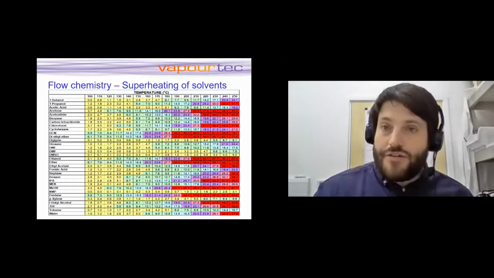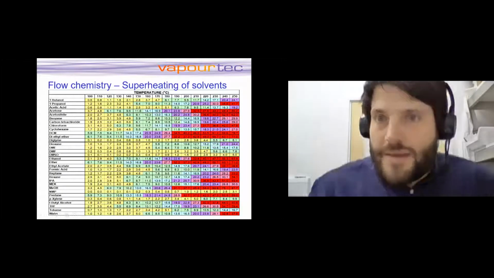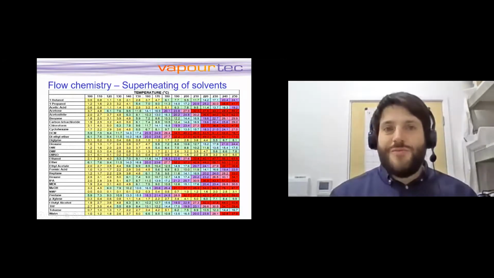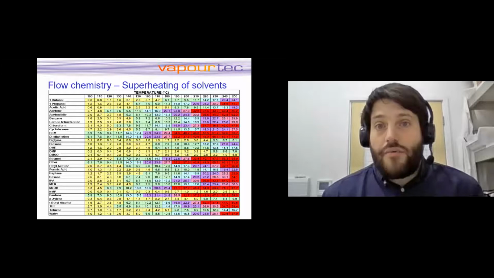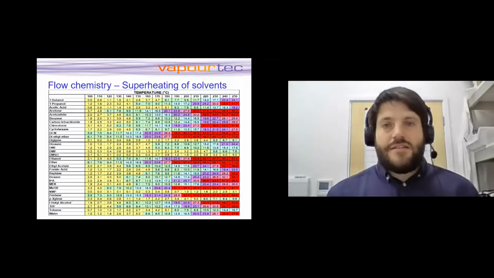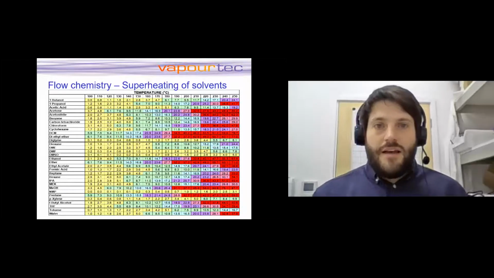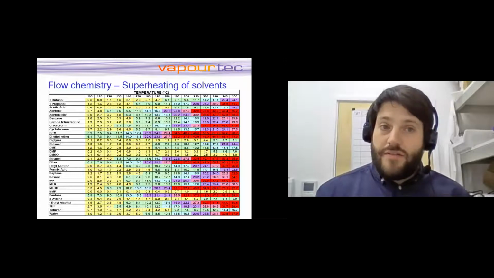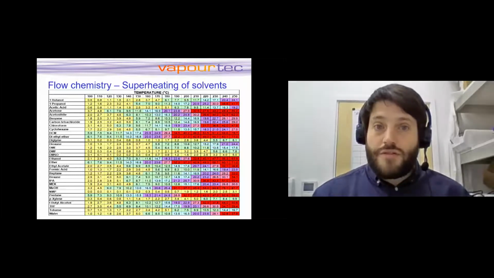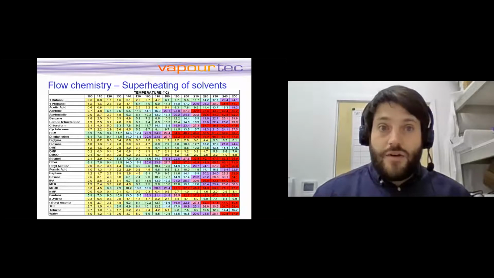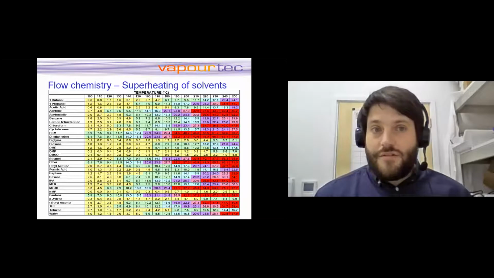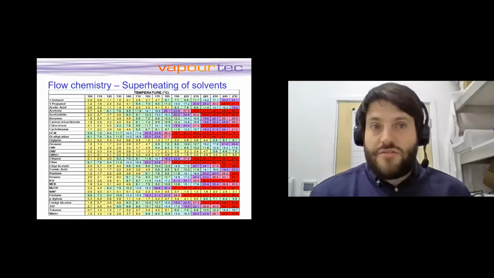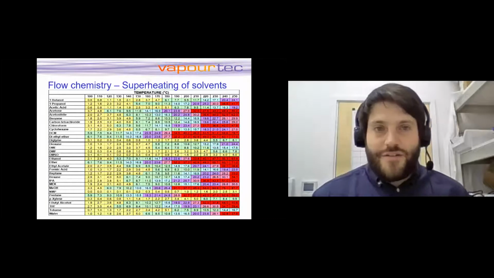I mentioned pressure, and this is probably the best slide to summarize what's so important about working under pressure and what we can achieve. This is a table that compiles the system pressure that each given solvent on each one of the rows needs to be at to not evaporate effectively. So we are looking at the pressure in bar, and each column is a different temperature.